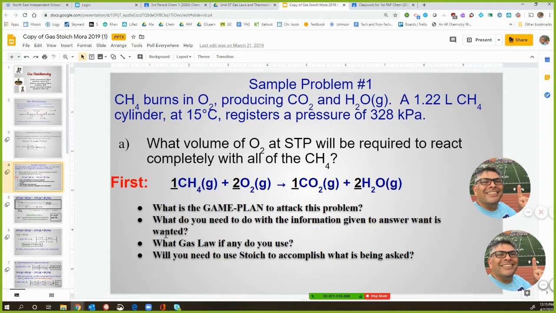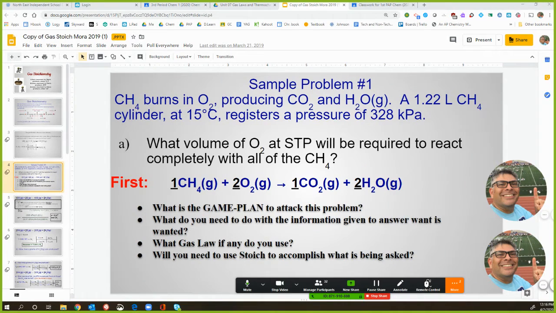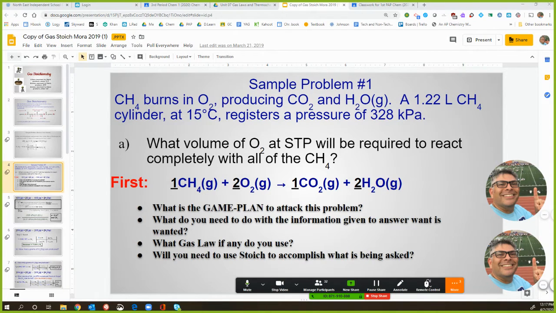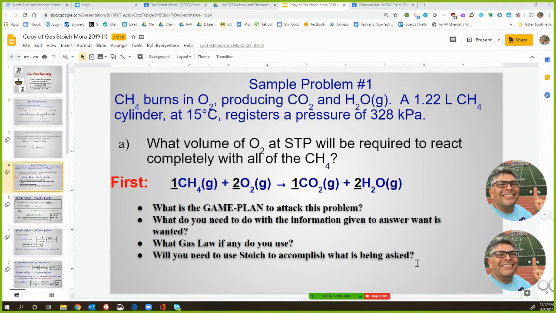So you've got to get a game plan. What do you need to do with the information given? What is the answer, what is wanted, what gas law, if any, do you use, and will you need to use Stoich? You're given a volume, a temperature, and a pressure. In order to do the Stoich, you need to have it in moles, so you're probably going to need to figure out moles. That sounds like a PV=nRT question. And once you get that, you're probably going to need to Stoich your way through it with just a liter to liter ratio using the balanced chemical equation.